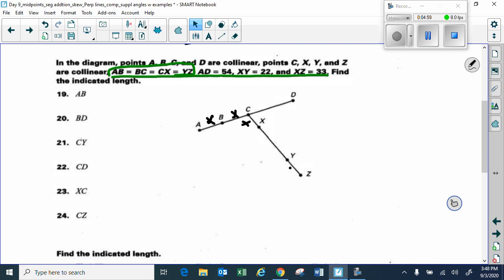Okay, next, down here, we see that A equals B, B equals C, CX equals that as well, and YZ equals that. So I can put X's on all those. Okay, and it tells me XY is 22. That's in there given. And it tells me XZ is 33. So now I should be able to figure out what X is from there. And then obviously it also tells me that this whole distance is 54. So after I get the X from down here from YZ, I can plug it in up here on these other ones and get the whole distance of CD from there. And you can answer those questions 19 to 24 now.